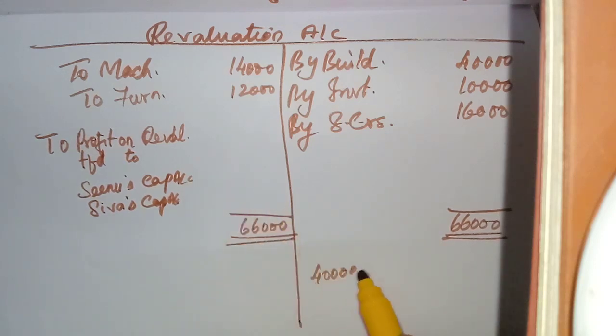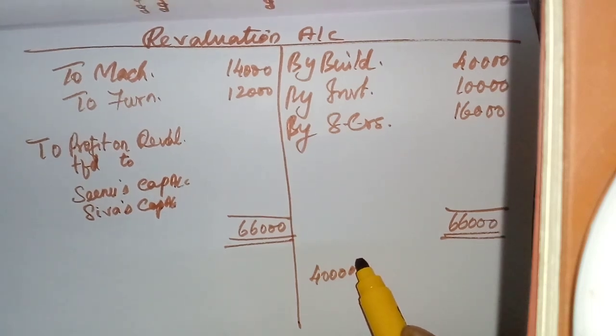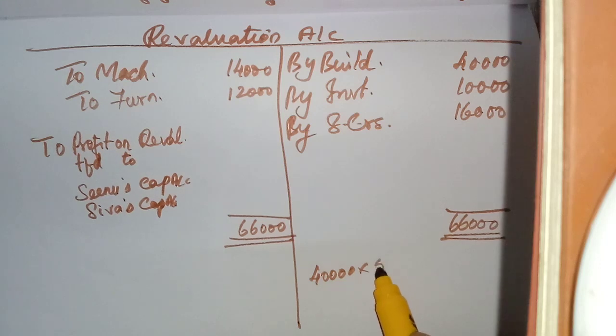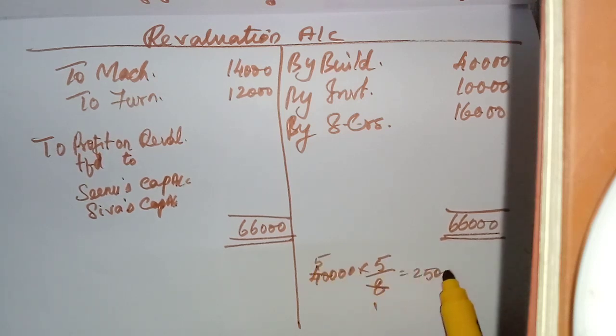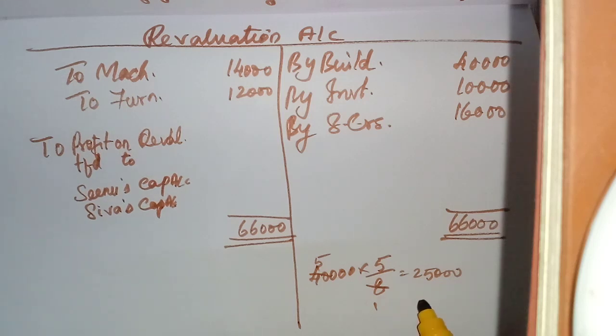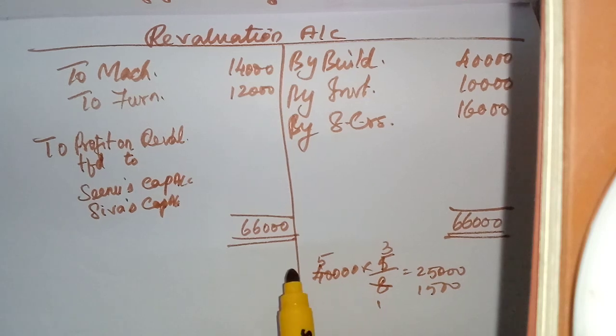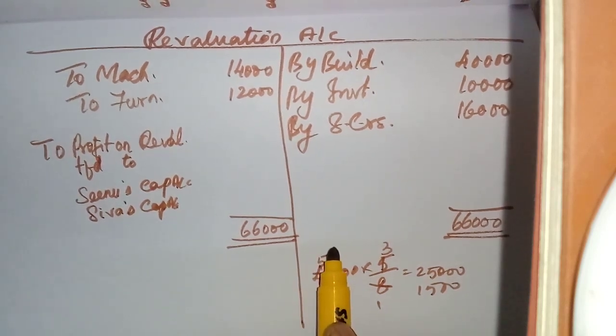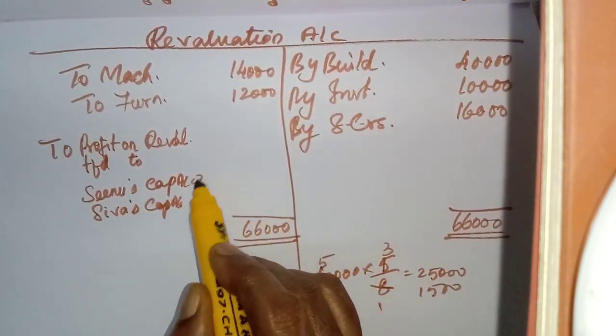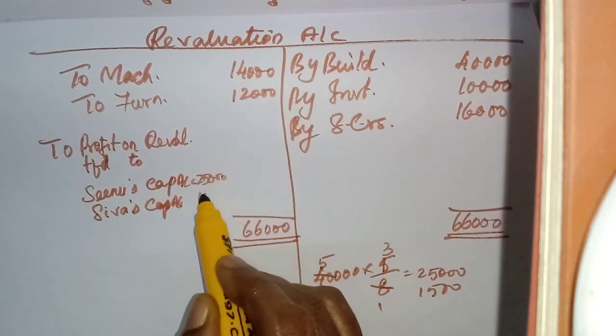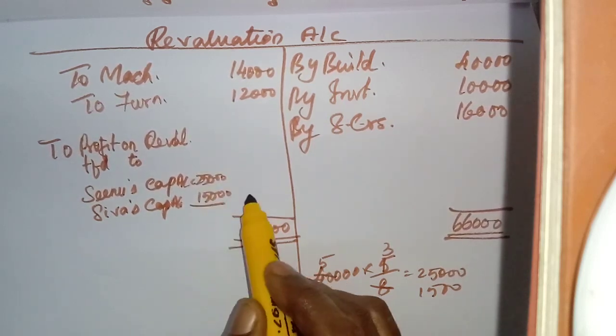We want to calculate 40,000 into, what is the ratio? In which ratio? 5 is to 3. So 5 by 8. So you divide this one. 8 one time, 5 times, then 5,000 into 5, 25,000. Then for the other person, 3, 15,000. Okay, 25,000 and 15,000. Total 40,000.